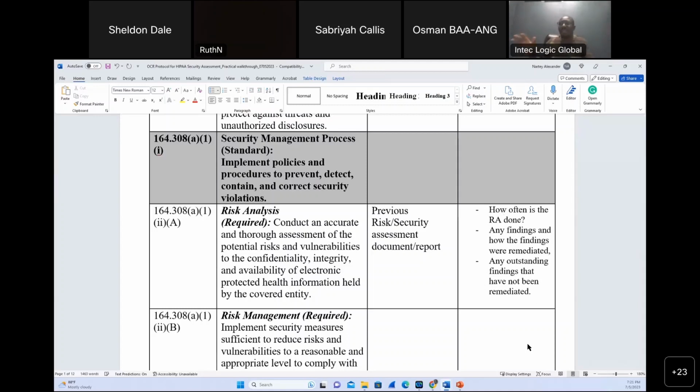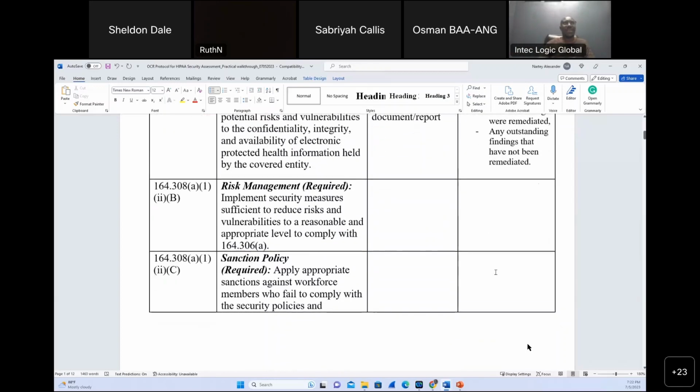Sometimes you perform a risk assessment and there are a lot of findings and they don't fix them. It could be lack of budget. It could be lack of personnel. It could be so many things, right? So if there are any that they have not remediated, it should be a genuine concern. Why haven't they fixed them? So those are the key things.